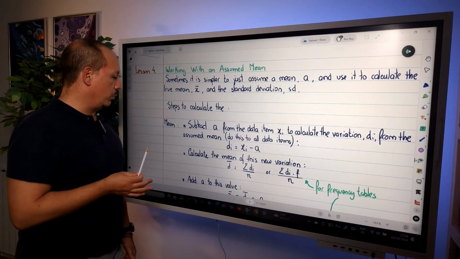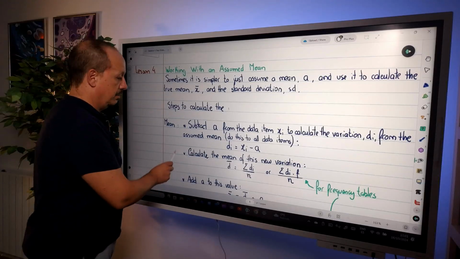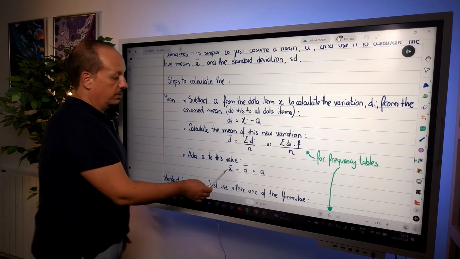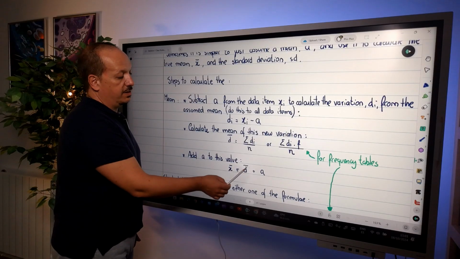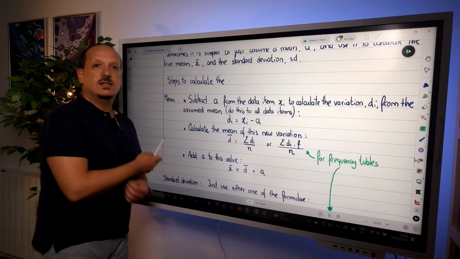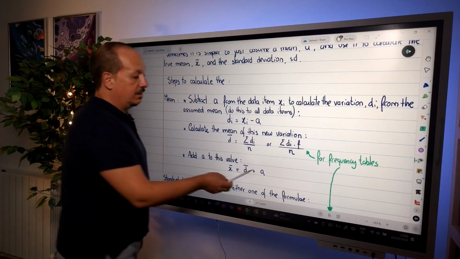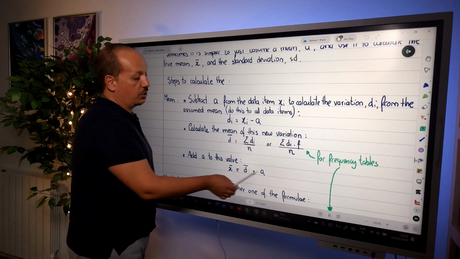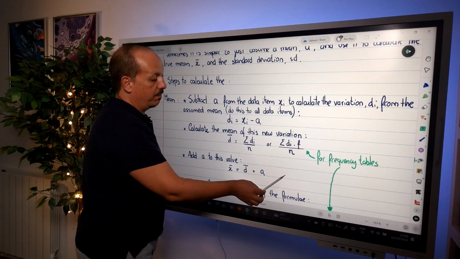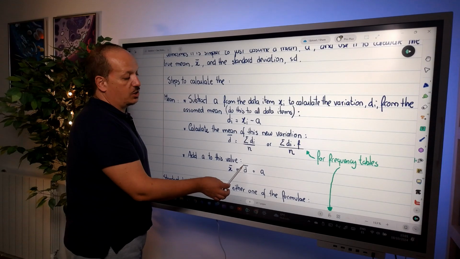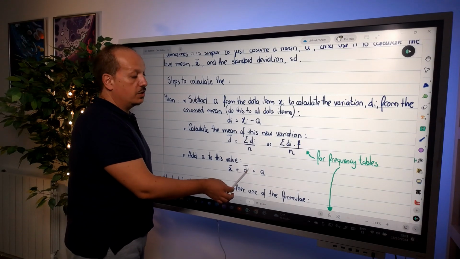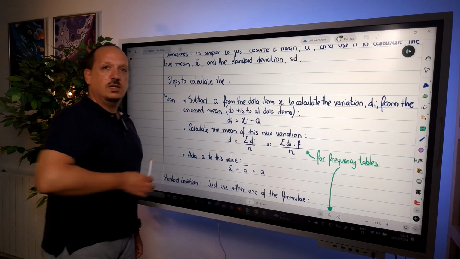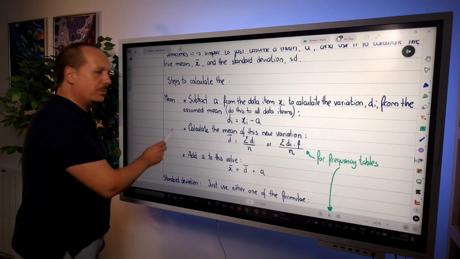So what is the true mean going to be? You just have to add the assumed mean to this value that you just calculated. In other words, the true mean is the mean of the deviations plus the assumed mean. It doesn't matter which value you pick. The further away this is from the true mean, the bigger this value is going to be. So one thing is going to compensate for the other, and the sum of these two is always going to be the true mean. What about the standard deviation?